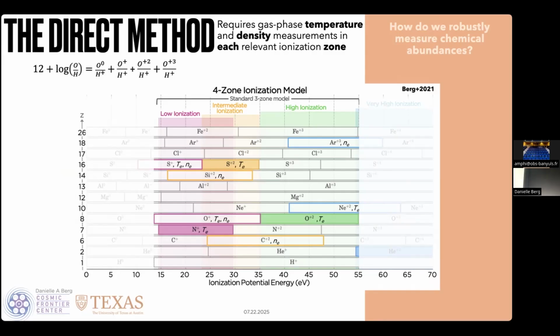And then we have our high ionization zone, which is classically defined by our doubly ionized oxygen. We can get a temperature from that, and then we have to try to find a density, which again can be a little bit more difficult. You can use argon-4 in the optical.